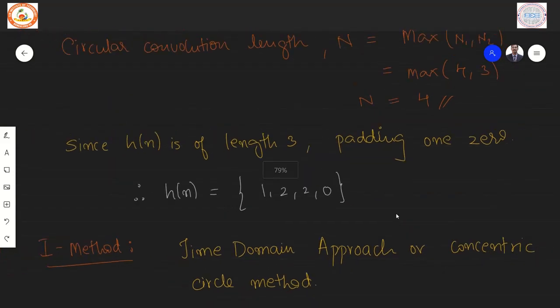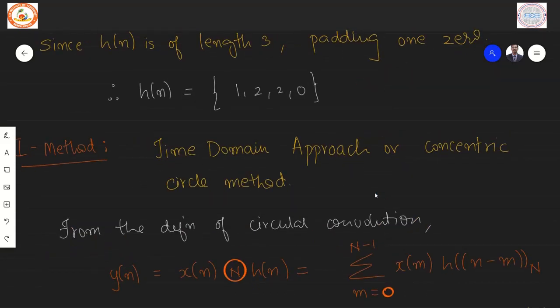Now, first we follow the method for solving the problem, which is called the time domain approach or the concentric circle method. So the time domain approach uses the formula of the DFT. Therefore, from the definition of circular convolution, it uses the formula of circular convolution.